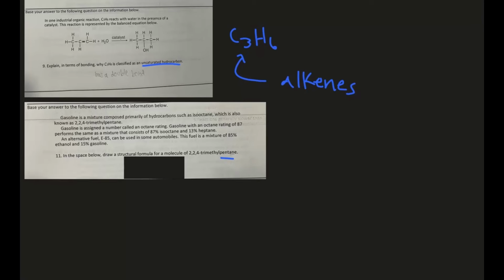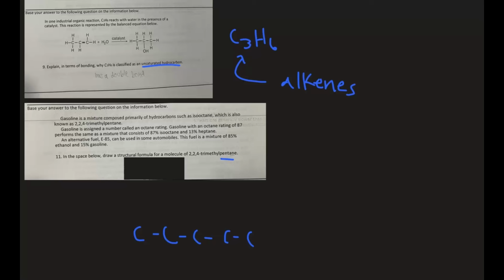So we have pentane. The prefix pent, in Reference Table P, has 5 carbons. So we can just draw 5 carbons. And these are single bonds as well, because the suffix at the end is ane. The alkanes group has all single bonds.